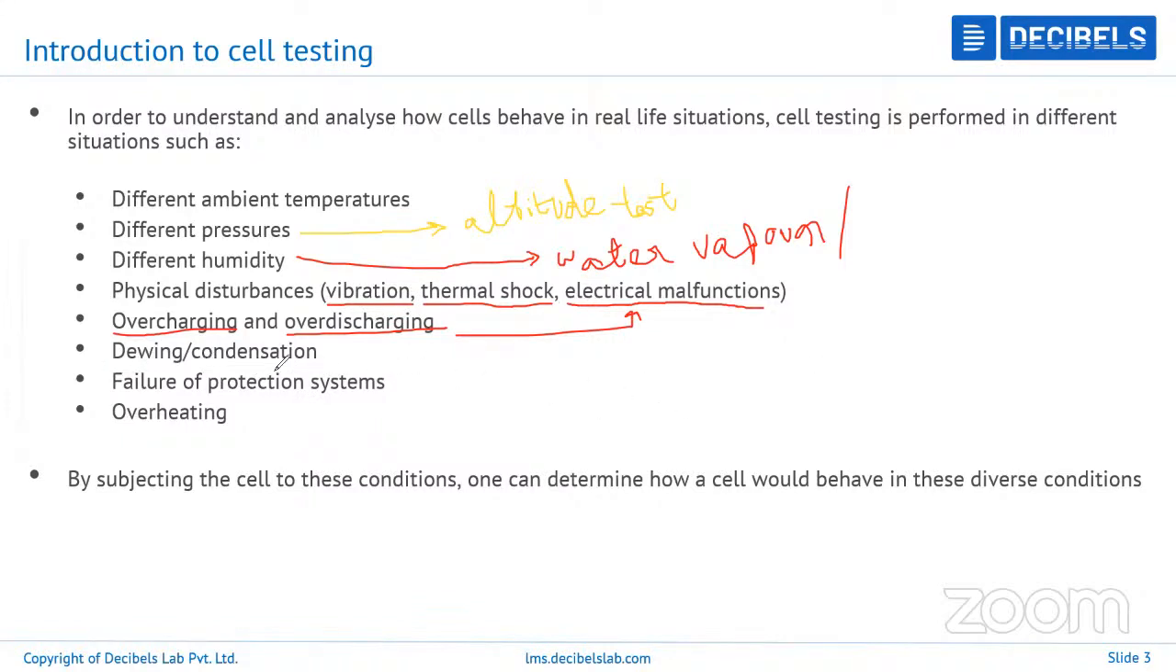And then we have dewing and condensation. So as I had mentioned, different humidity tests. Along with the water vapor test, we'll also have the dewing and condensation test. Okay, and also another classification, which is called submersion test. Basically, the battery pack as a whole is taken and dipped into a water tank to see what exactly is the endurance of this particular battery pack. Will it survive? For how long will it survive?